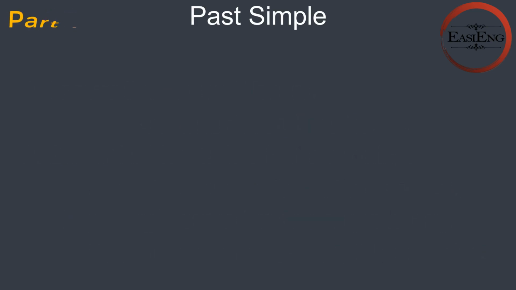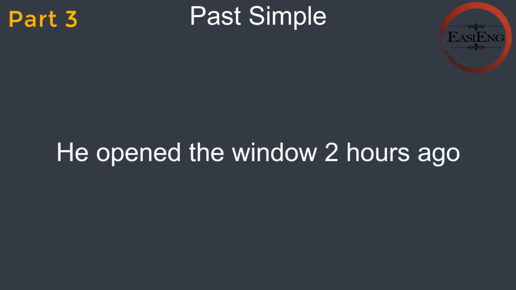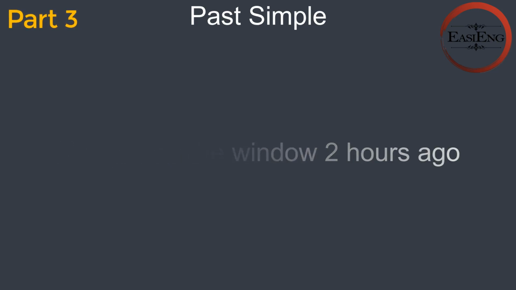Now I will give you an example to test your comprehension, and remember, it's okay if you didn't get it completely correct from the beginning. Try to change this into passive. He opened the window 2 hours ago. You should take a pen and paper and write it down on your paper. I'm going to reveal the answer at the end. Let's go to part 4.